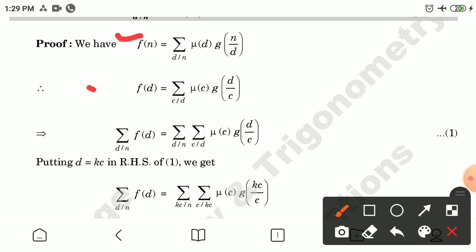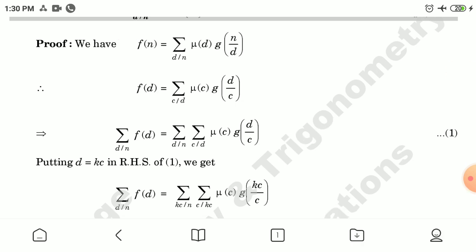Therefore f(d) is equal to the summation of μ(c) g(d/c) when c divides d, and this implies the summation of f(d) when d divides n is equal to the summation over d dividing n of the summation over c dividing d of μ(c) g(d/c), marking this as number 1.